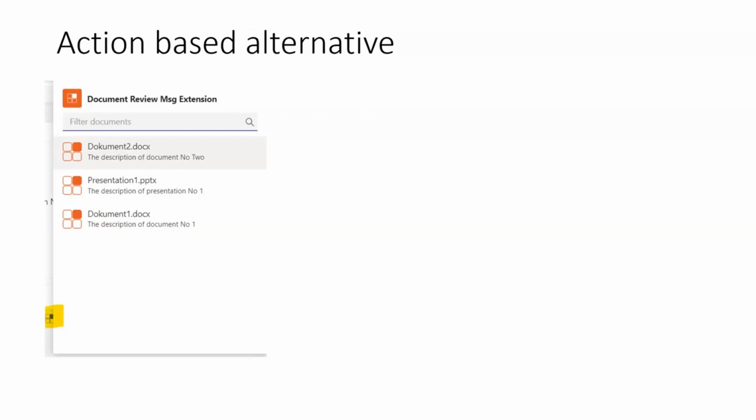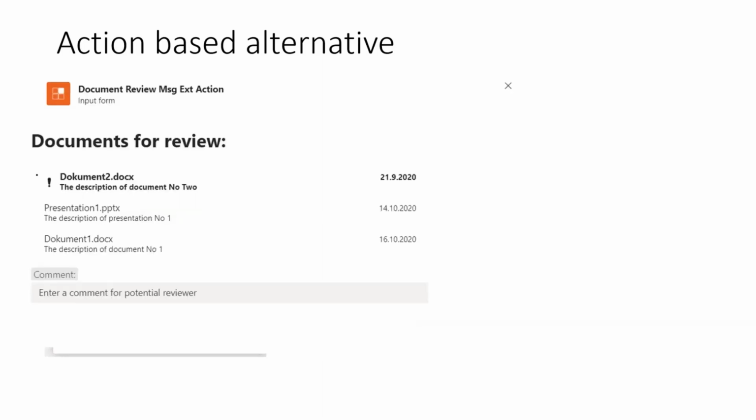Now, only some simple screenshots. As I told you, you cannot massively configure the UI in the search-based alternative. Therefore, it's quite easy to implement, as you have seen. But you can also create an action-based alternative. And what I've done here is I'm presenting a grid. And I was also, for instance, highlighting a document that is much longer due for review.